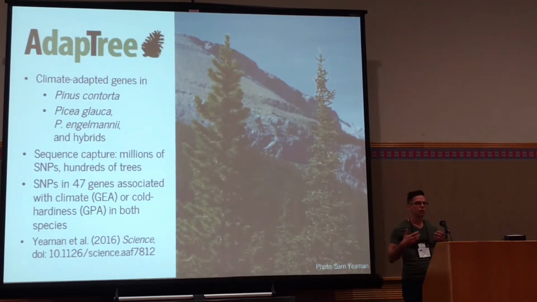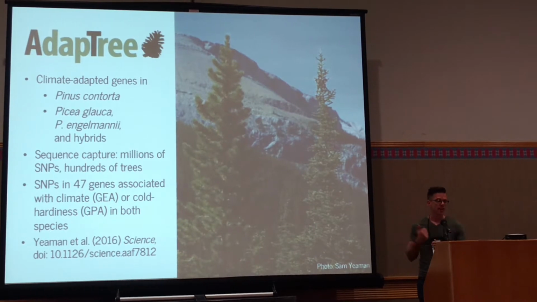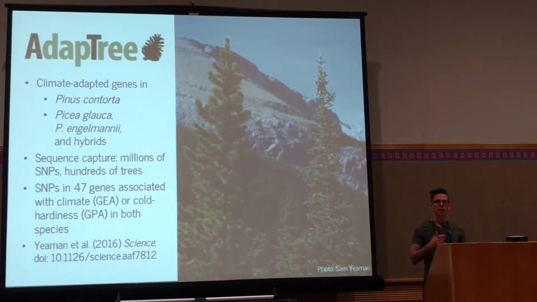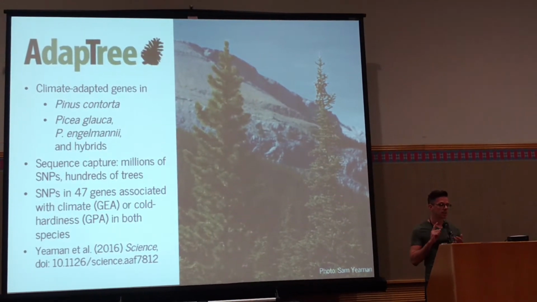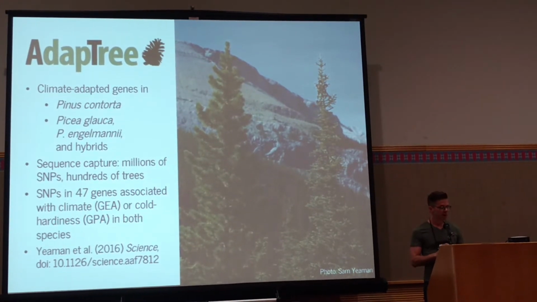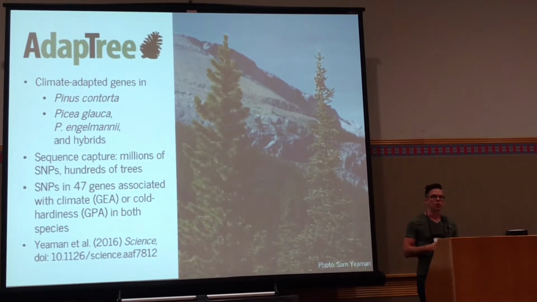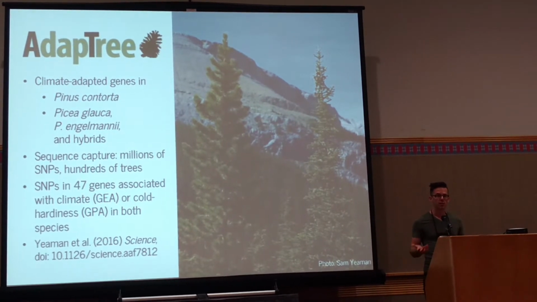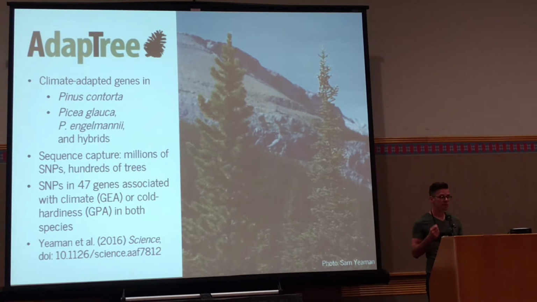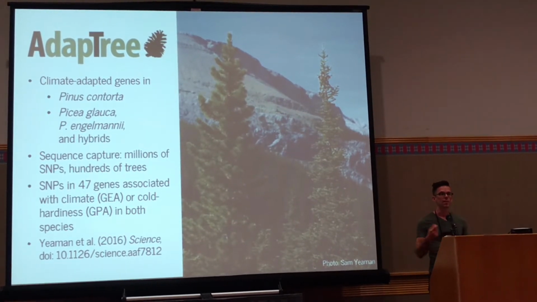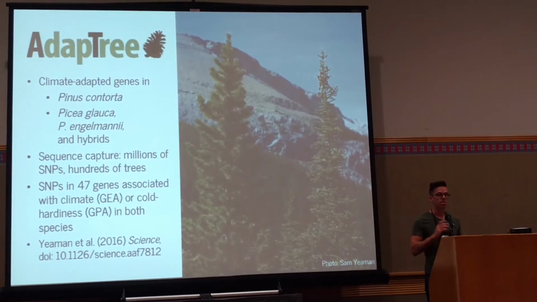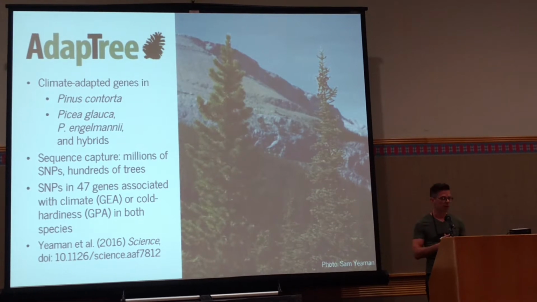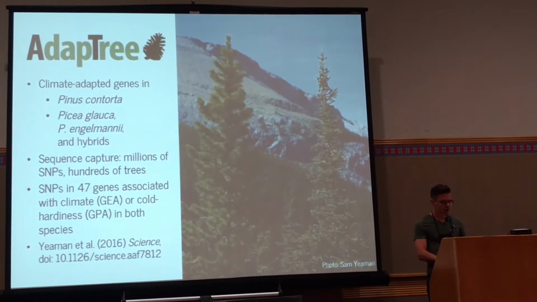And we have an opportunity to try this kind of thing out with real data in the AdaptTree data set. AdaptTree is a project that has been identifying climate-associated genes in lodgepole pine, Pinus contorta, and the interior spruce species complex. A first round of the project used sequence capture data to identify millions of SNPs in both species and zero in on 47 genes that are associated with climate in a genotype-environment association analysis, or cold hardiness in a genotype-phenotype association, in both species. So 47 genes shared between the two that are involved in the same adaptation. That's reported in a Science paper that was out last year.